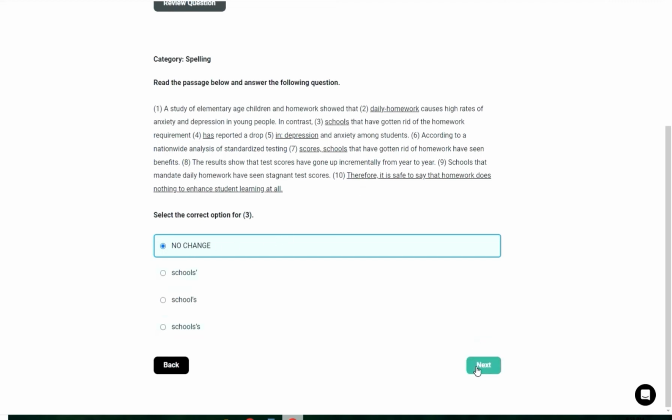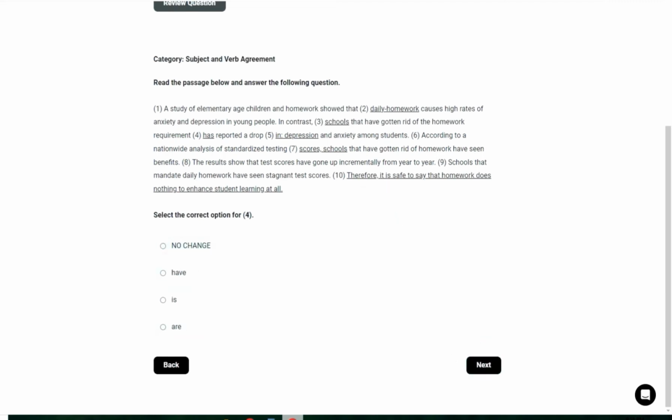For 4. Schools that have gotten rid of the homework requirement has reported a drop. Okay, so is has correct? And if not, what should we change it to?